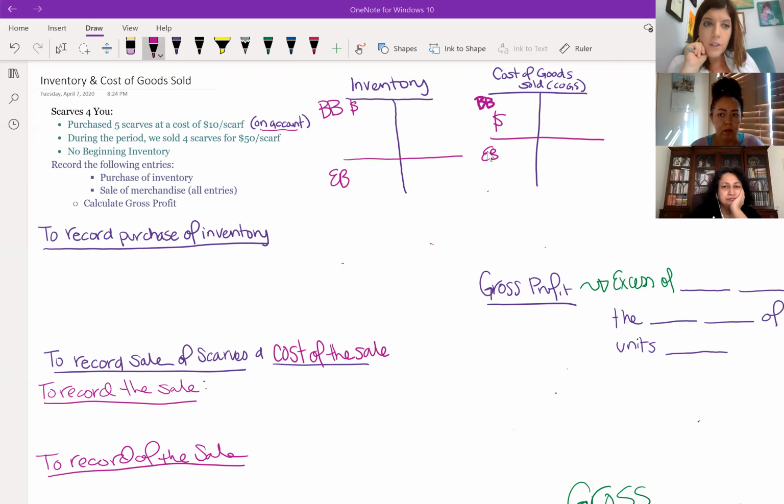So this is our last chapter on current assets. We're going to talk about inventory and cost of goods sold. And in chapter 5, we brushed on the topic of cost of goods sold, but we're going to get into more details in this chapter.